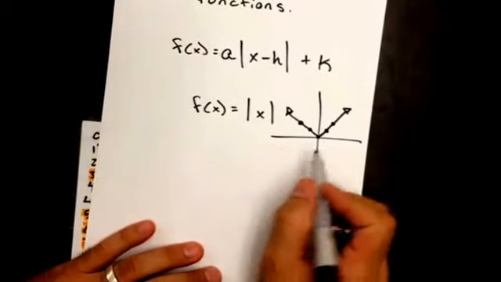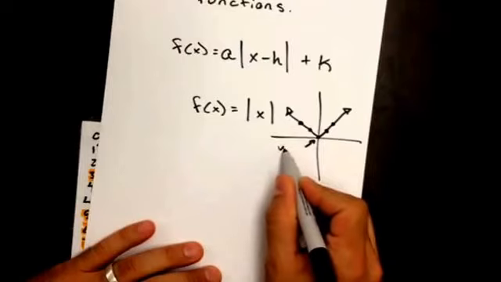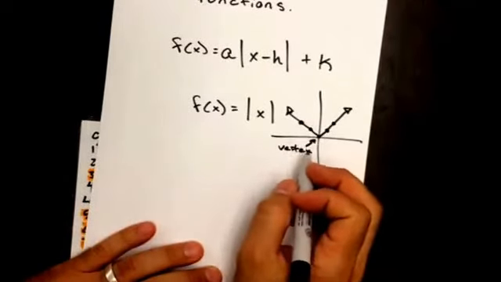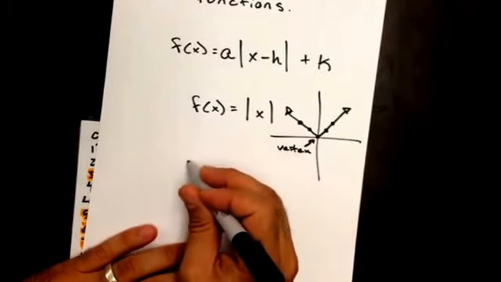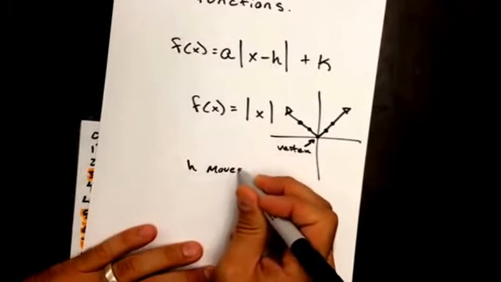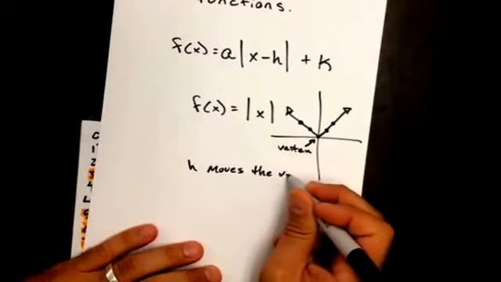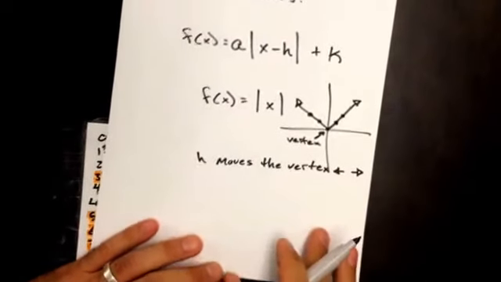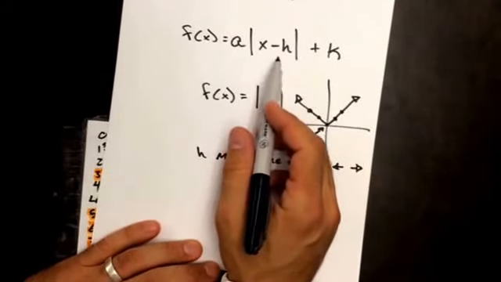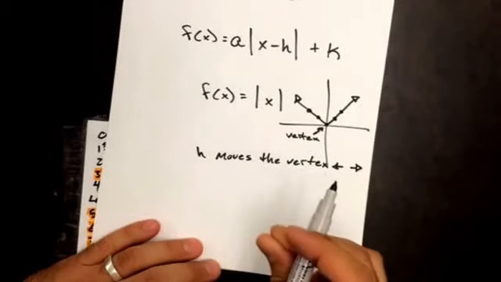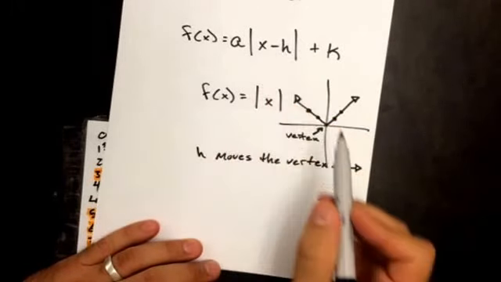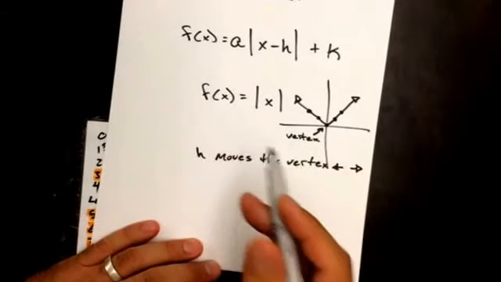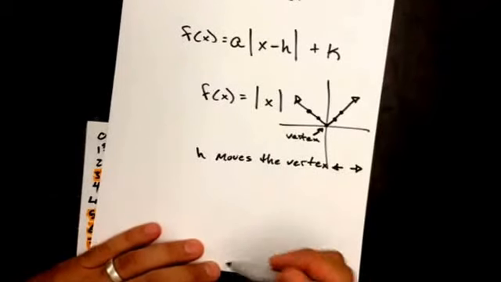Now the movement is how this point right here, which we call the vertex, changes. The vertex is going to move left and right based on our h value. H moves the vertex left and right. So here's the tricky part. It says minus h, so you have to really look at what h is. If h is positive, meaning it says -3, then it's going to move to the right. If h is negative, meaning it says +3, it's going to move to the left. So it's kind of confusing because it looks opposite than it really is.